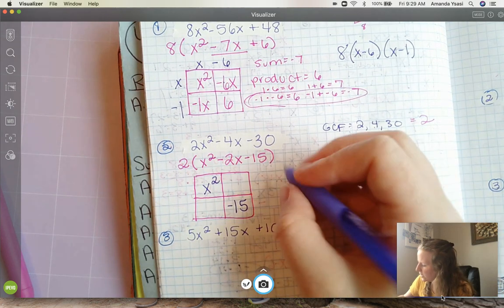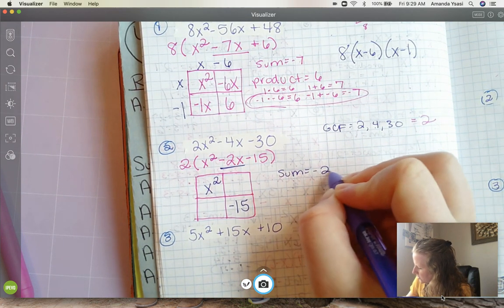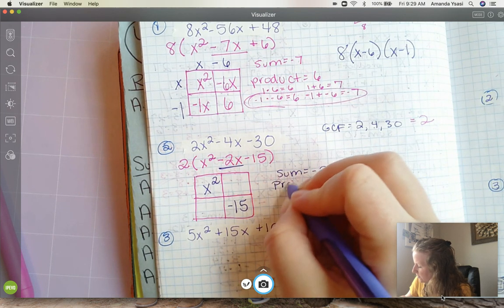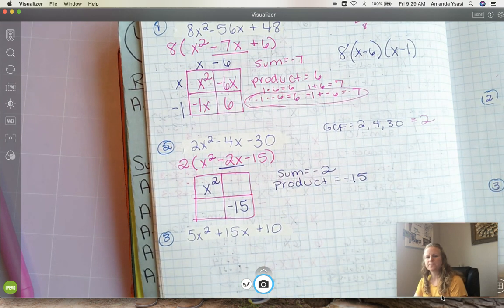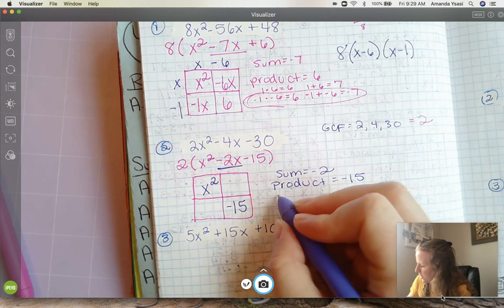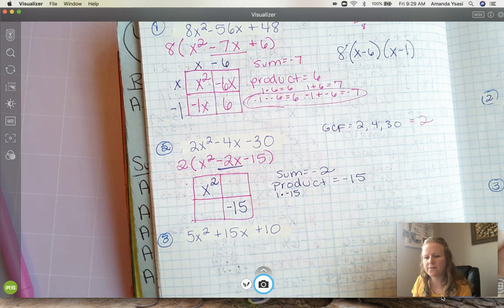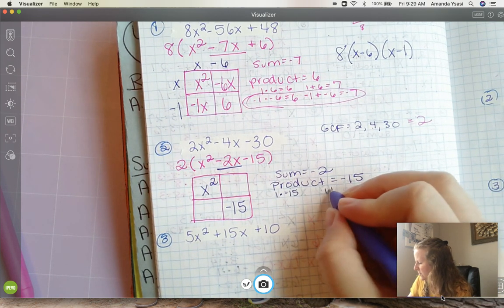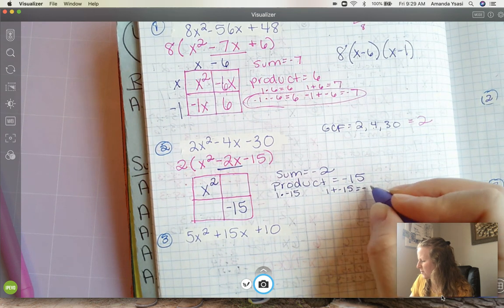So we are looking for a sum of negative 2 from a product of negative 15. So the products of negative 15 would be 1 times, let's say, negative 15. That gets negative 15. But if we add those, that gets negative 14. So that's not it.